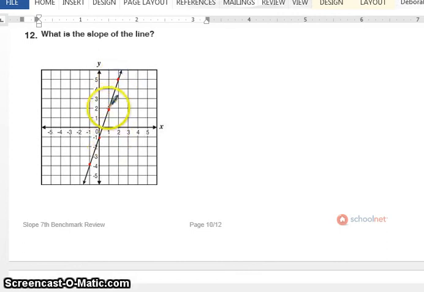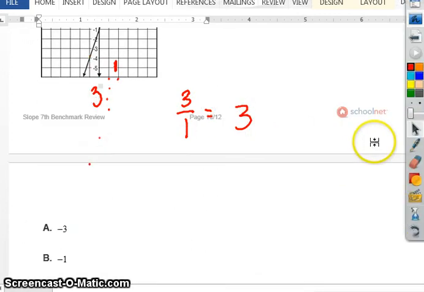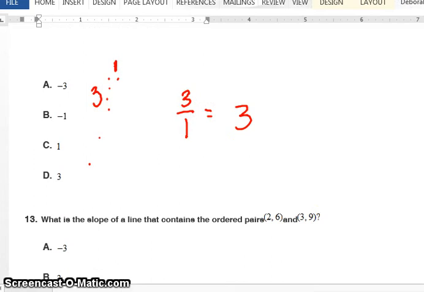Okay, so from here, rise is 1, 2, 3, and it's positive because we went up. To the right, we went 1. That's 3 over 1 as the rise over run. That simplifies to 3. And that would be D.